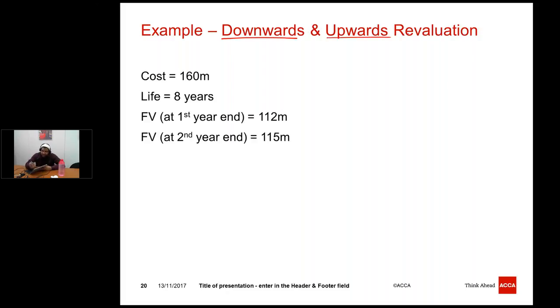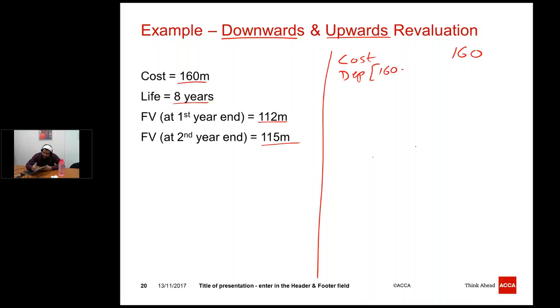Now this time, downwards and upwards revaluation. The cost is 160, life is 8 years, fair value 112, then fair value 115. If I calculate the cost, it is 160. The depreciation is 160 divided by 8 years, which is 20. So the net book value was 140. Then the fair value given in the question is 112. This means there is a revaluation loss of 28 recorded in P&L.